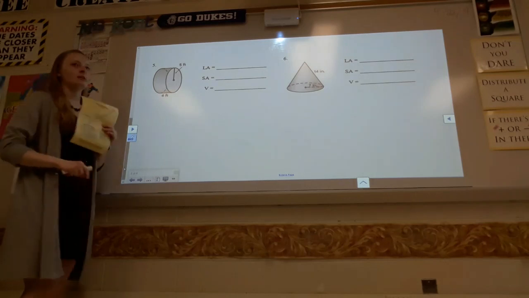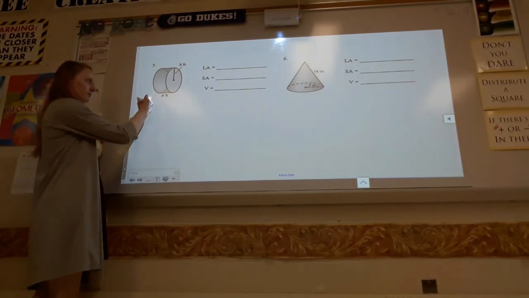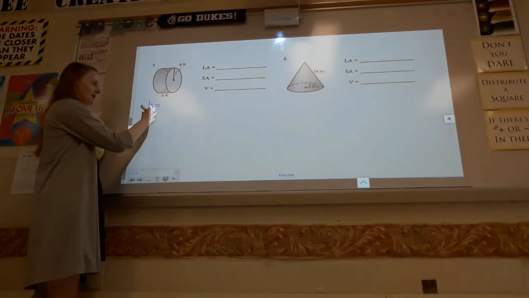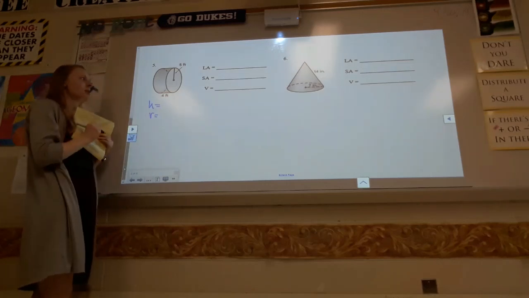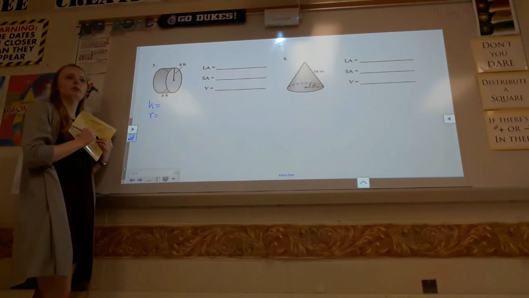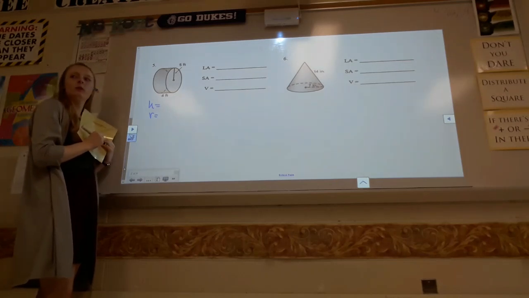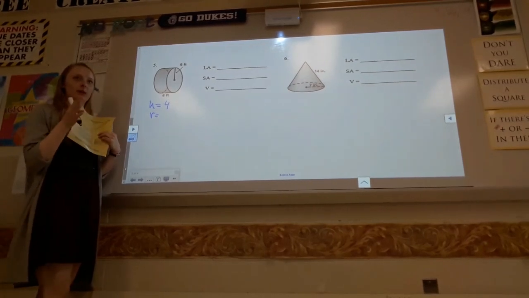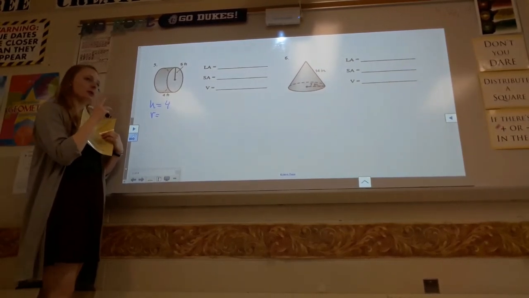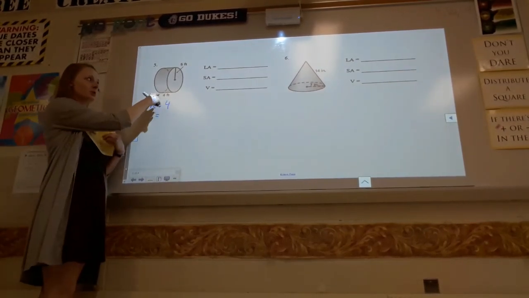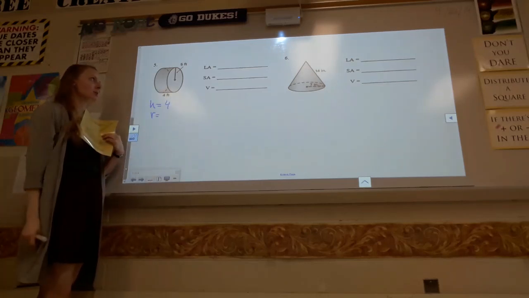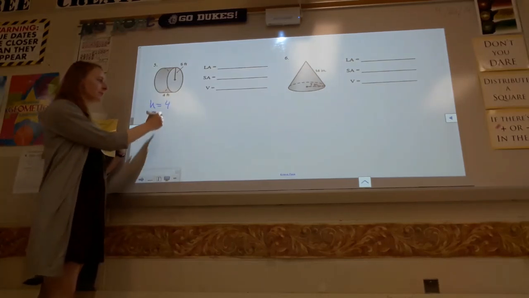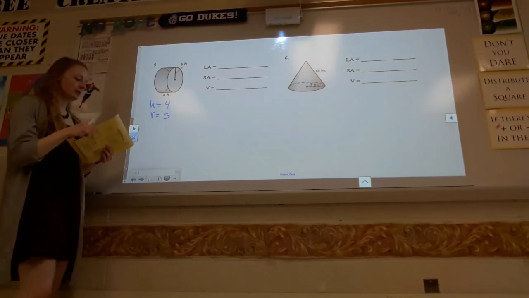Alright, what variables do I need for the cylinder? Height and radius, that's it. Those are the only two things you need to know. So what's the height of my cylinder? 4 feet. Remember, the height is from base to base, so even though it's on its side, the two bases are circles. So the distance between the two circles, this guy right here, that's the height. What's the radius? 5. Okay, so write that all down, and then we're going to plug stuff into the formula.